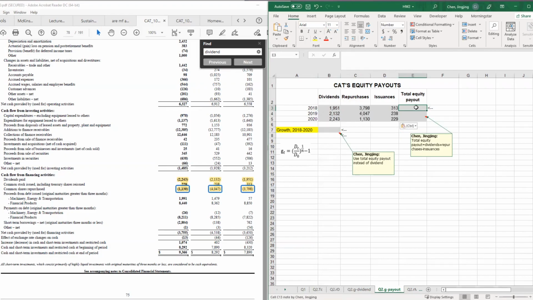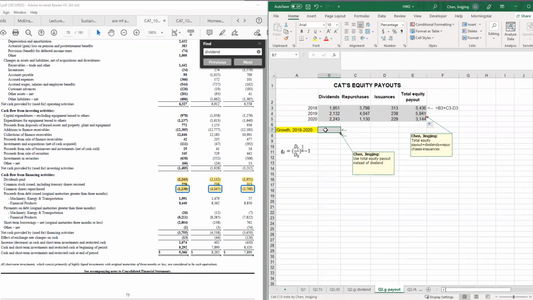Then I will start to calculate the total equity payout, and that should equal the payout minus issuance. So the first two items are the earnings, the cash outflows. And the last, the issuance, is cash inflows, the capital that the firm gained or received from their shareholders. This is their shareholders' investment, the capital that the firm raised from issuing the common shares.